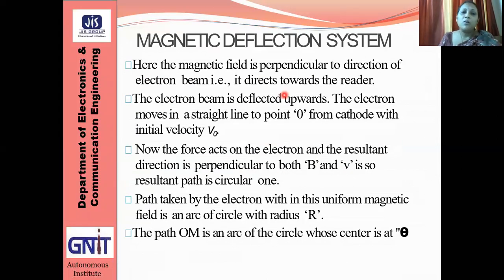Now one is magnetic type of deflection. Another point to be mentioned here: the magnetic field is perpendicular to the direction of the electron beam. The electron beam is deflected upwards. The electron moves in a straight line to point O from the cathode with initial velocity 0. Now the force acts on the electron and the resultant direction is perpendicular to both B and the beam velocity.